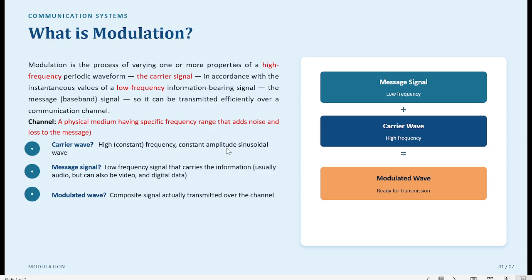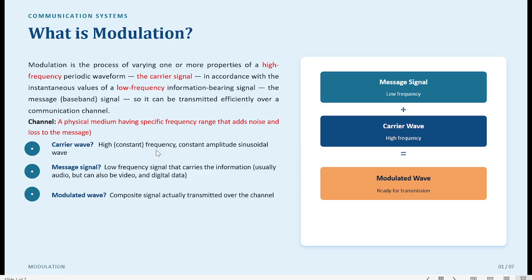So the first term is the message signal. This is actually the information which we want to transmit over long distance. It is in fact a low frequency signal, normally an audio signal. It may be speech, it may be music, it may be voice or something else.